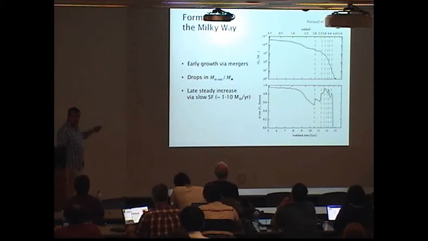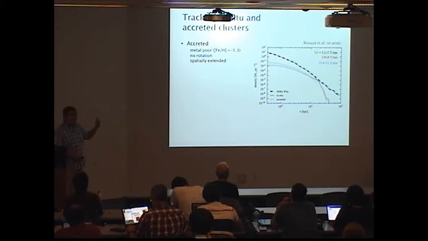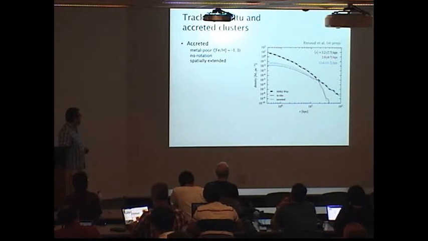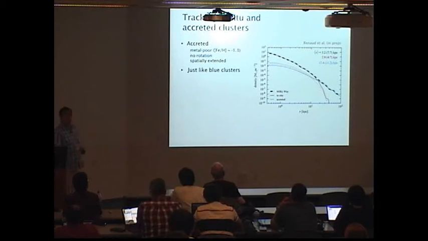Using the simulation, we can track the different subpopulations, the in-situ and accreted clusters. You see them in-situ in red, accreted in blue. The dotted lines correspond to the old population, so that would correspond to globular clusters only. And total is the full Milky Way, of course. So we have accreted clusters, and we can look at their properties. They are metal poor, at minus 1.3. In observation, you get minus 1.5, so it's not so bad. They don't show any sign of rotation as a population. They are especially extended, as you can see on the plot. So they are just like the observed blue population.